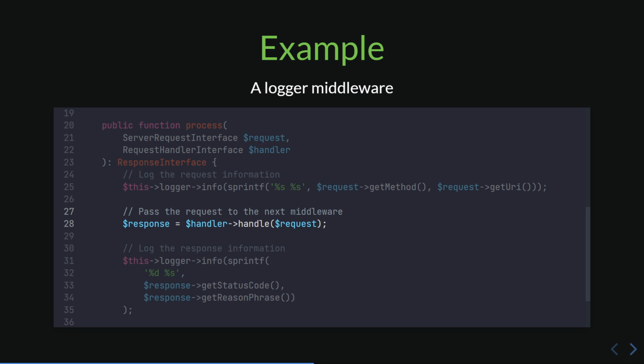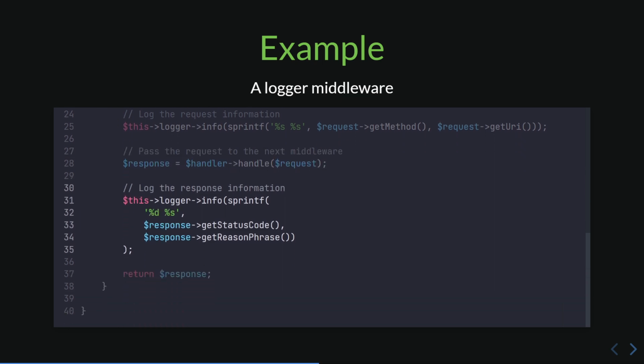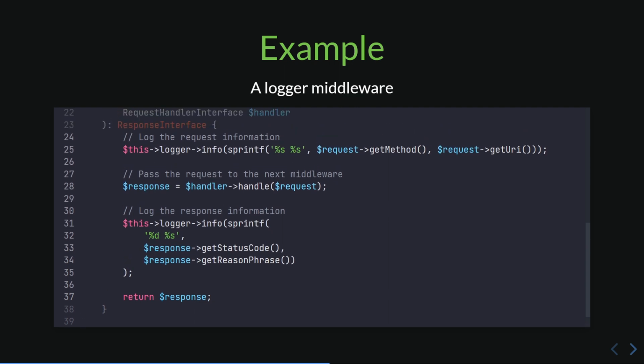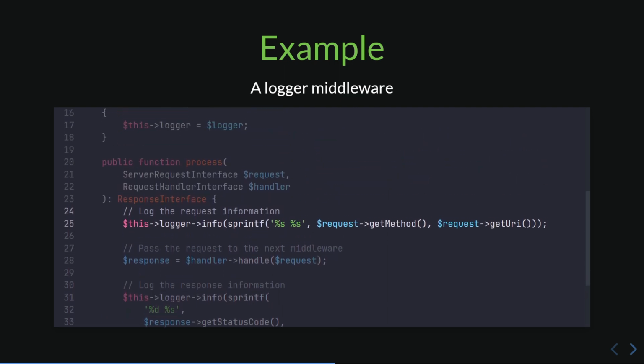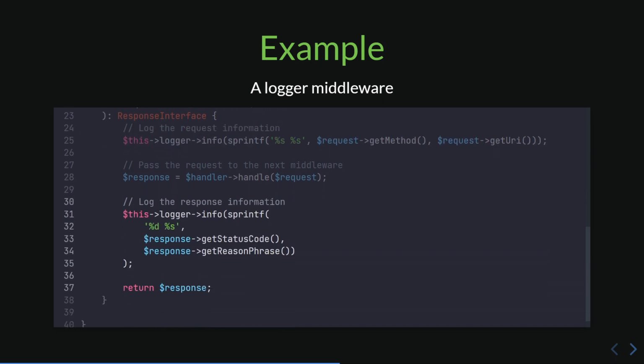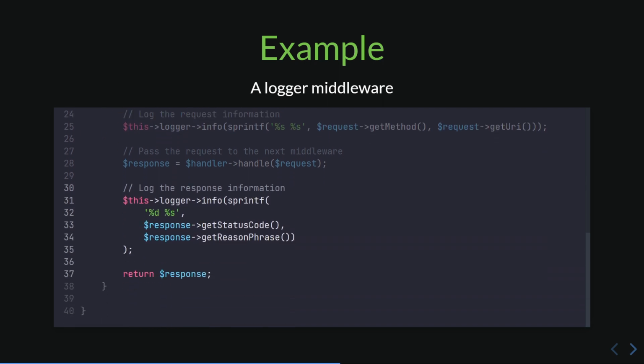Then we pass the request to the next middleware by invoking the handle method on the handler object. As a result, we get a response object. At this point, we could just return the response object, but instead we also log some response information such as the HTTP status code. Finally, we return the response object. Note that the code before the handle method is to process the ingoing direction, and the code after the handle method is to handle the outgoing direction.